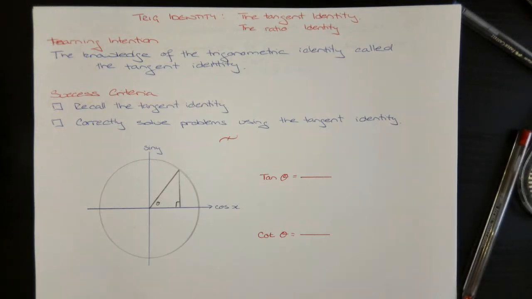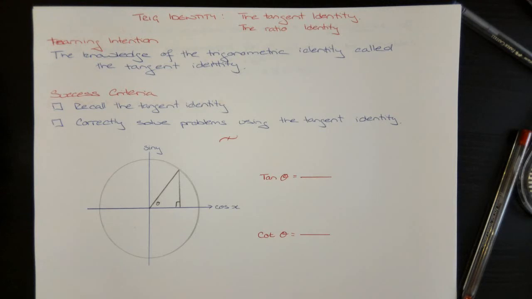Alright, so today we're going to look at one trig identity. And this trig identity is called the tangent identity. Some books call it the ratio identity. So our learning intention is obviously to understand the knowledge of these identities. And we'll be successful if we can recall this identity and correctly solve problems using this identity.